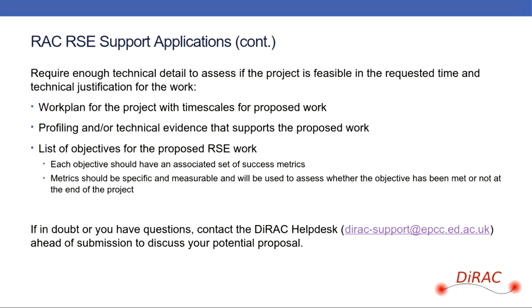So an outline work plan for the project with time scales for proposed work, and profiling or technical evidence that supports the proposed work. Like I say, either a profile or some analysis of the code of where you want to introduce new functionality and show how that's going to fit into the wider code structure. That gives the team the ability to assess this and understand if it's feasible or not.